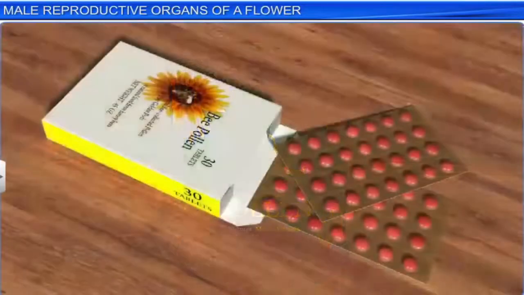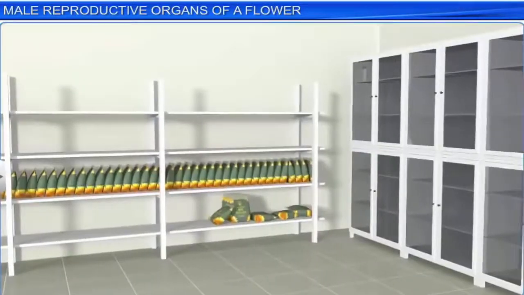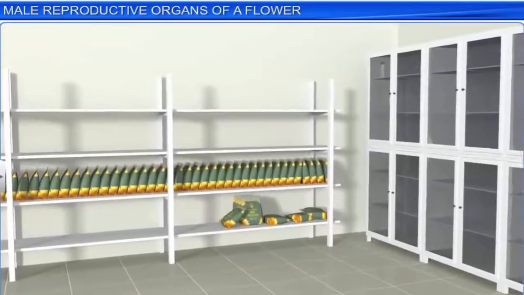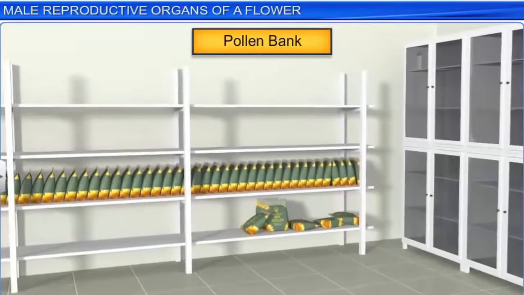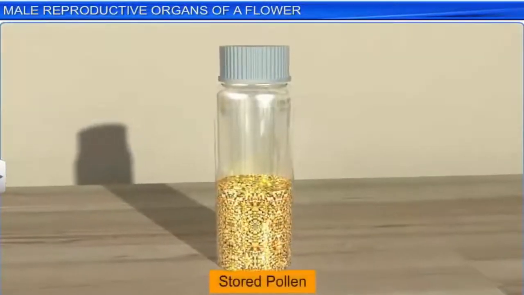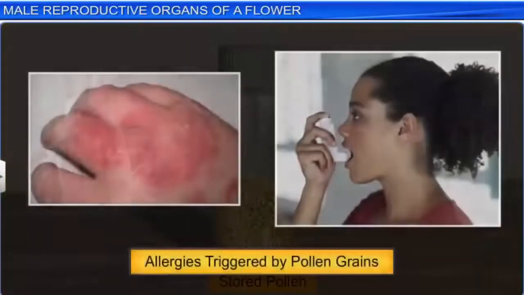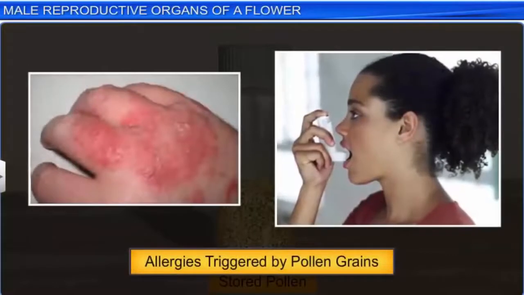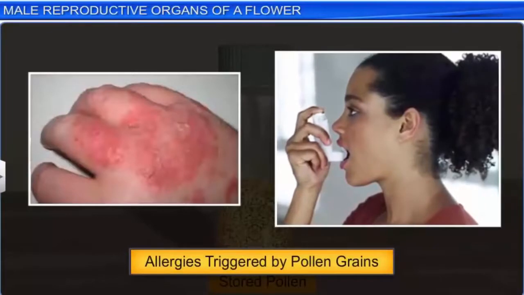Pollen products, in the form of tablets and syrups, are commonly spotted on shelves of supermarkets. Moreover, pollen is also stored in pollen banks in liquid nitrogen at -196 degrees centigrade. The pollen is later used in plant breeding programs. Pollen grains, however, can trigger allergies in some people and can cause asthma and bronchitis.